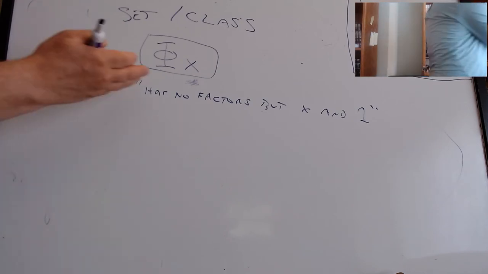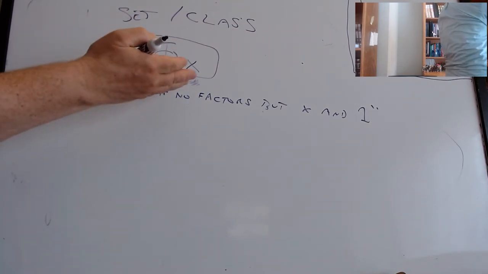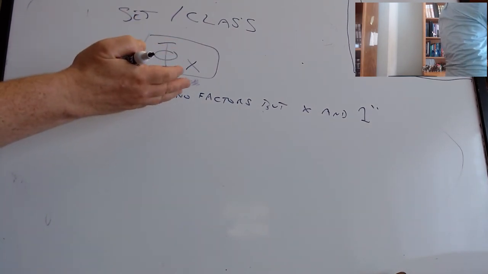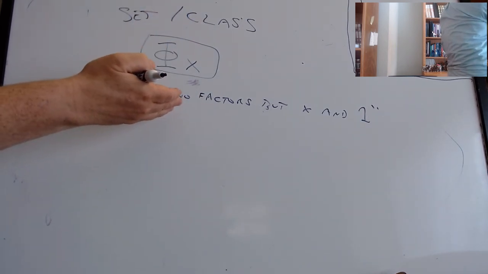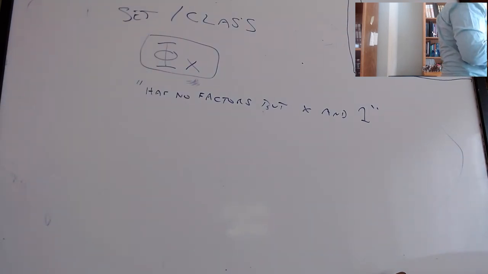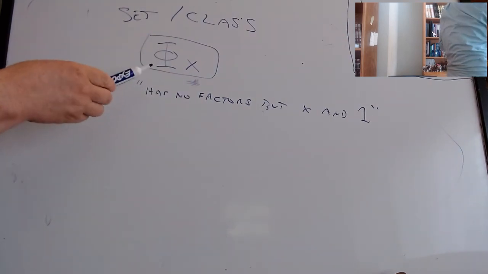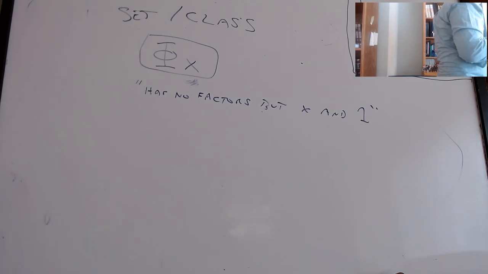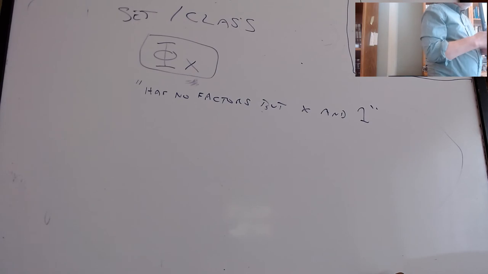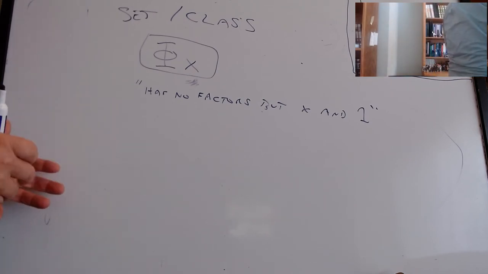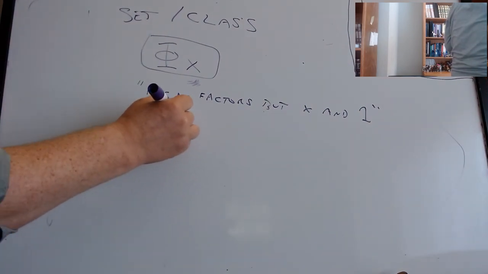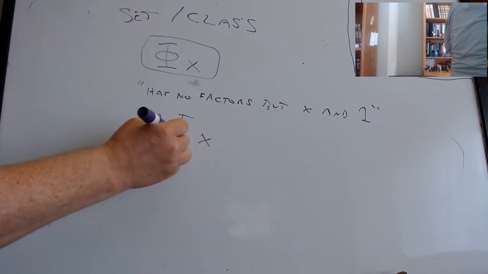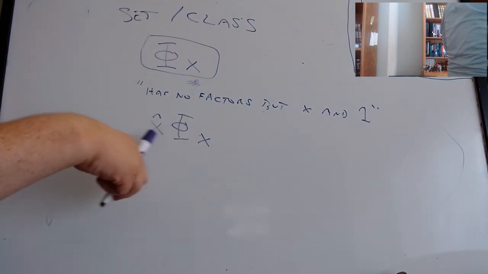Right, so this is a propositional function. It's a general description that can be applied to individual things. And a class, then, is, in some sense, everything that meets that description. And we can write it in Carnap's notation like this. This is the class of everything that is phi.